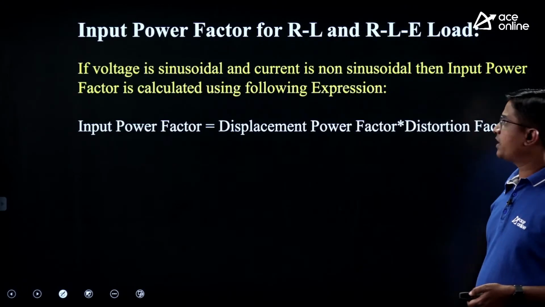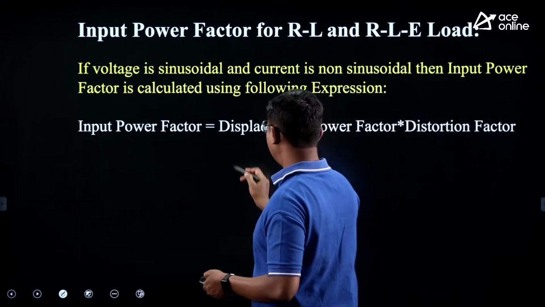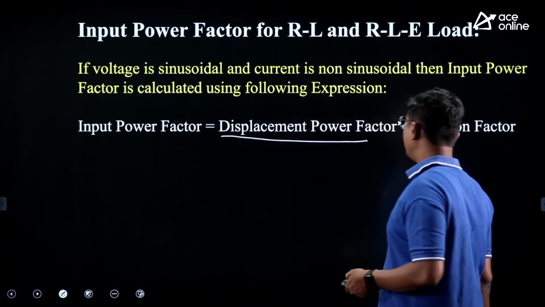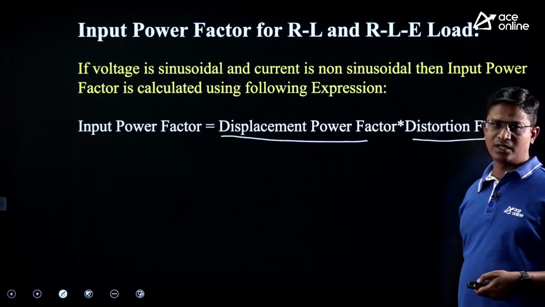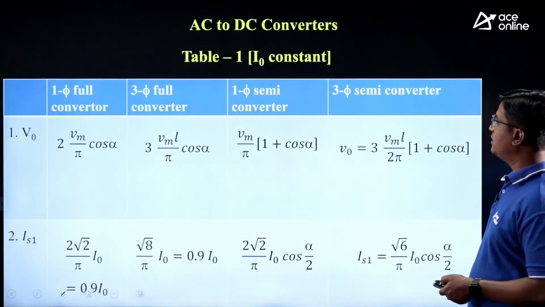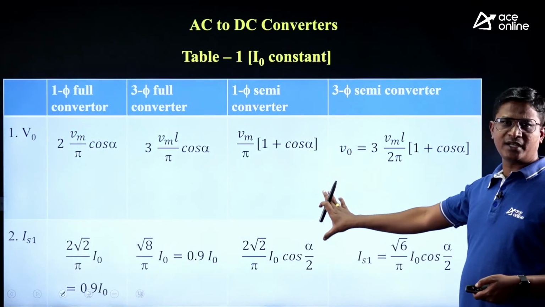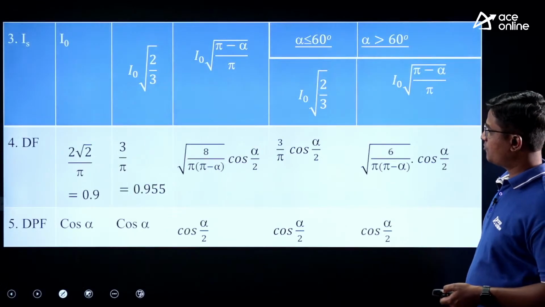Next we have input power factor for RL and RLE load. If the load is RL or RLE, the input power factor is calculated as the displacement power factor into the distortion factor, DPF into DF. Next, these are some important expressions regarding the second chapter formula sheet.